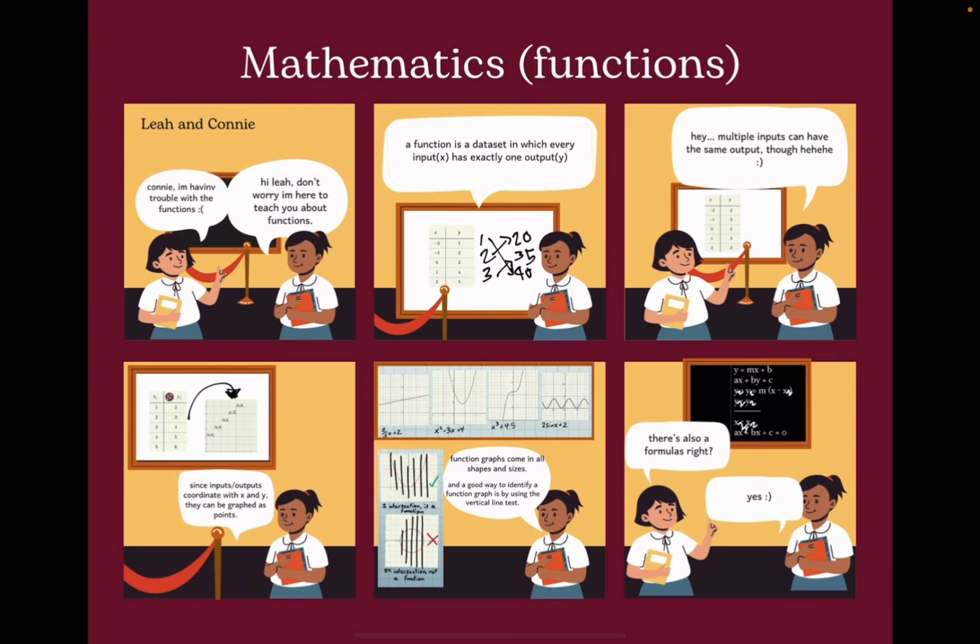So a function ensures each input x has exactly one output y. And for the graphing, functions can be visualized on a graph where the vertical line test determines if a relation is a function. And for the flexibility, functions come in many forms, linear, quadratic, and others, and have corresponding formulas for better understanding.